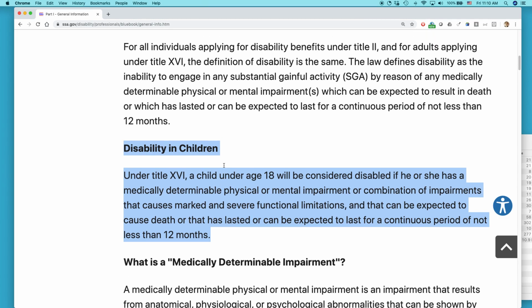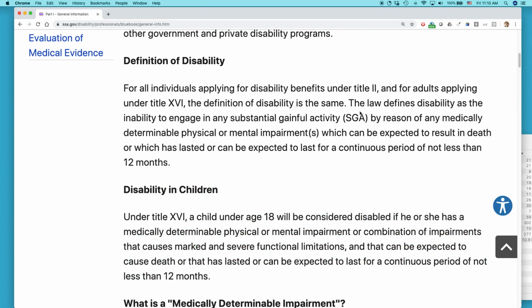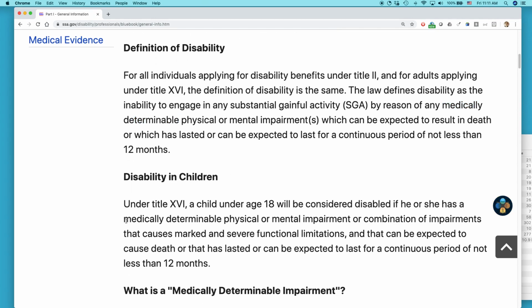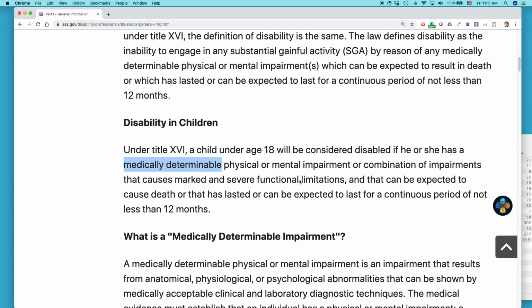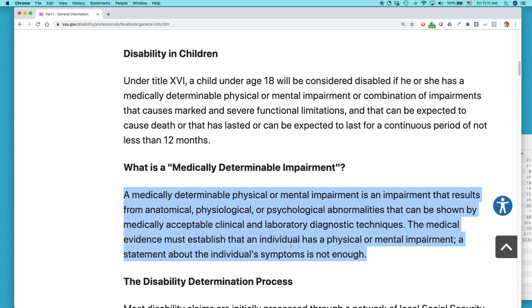And one thing that both of these definitions have in common, as you may have seen, is it says medically determinable. It shows up in the definition of disability for adults, and then it also shows up in the definition for the disability in children, medically determinable. And they explain what that means. A medically determinable physical or mental impairment is an impairment that results from anatomical, physiological, or psychological abnormalities that can be shown by medically acceptable clinical and laboratory diagnostic techniques.